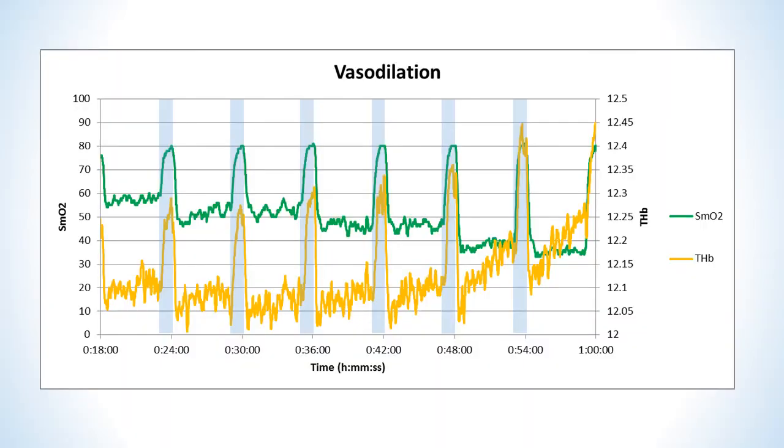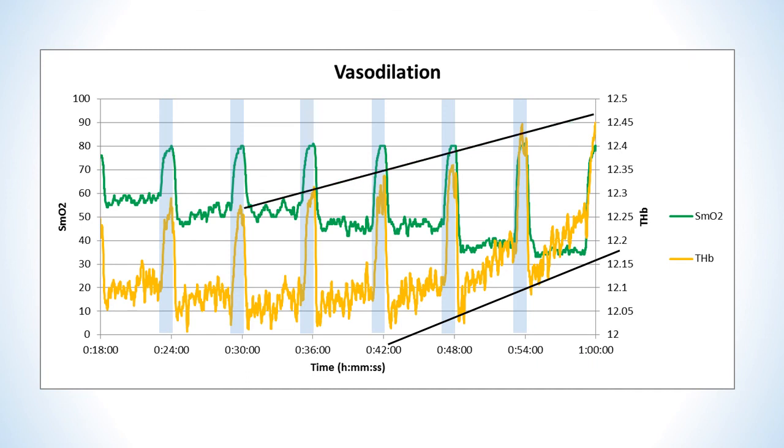This graph shows vasodilation in a cyclist that's being tested with a 5-minute load with a 1-minute rest in between. Again, the blue shaded areas indicate the rest periods. Notice that the THB is increasing steadily during the loads, and the increase continues from one load to the next without returning to its previous value.